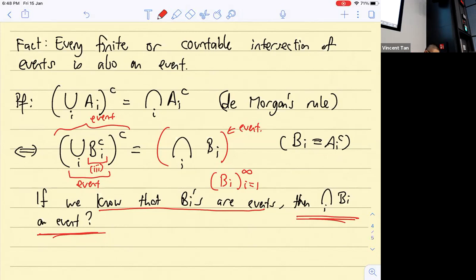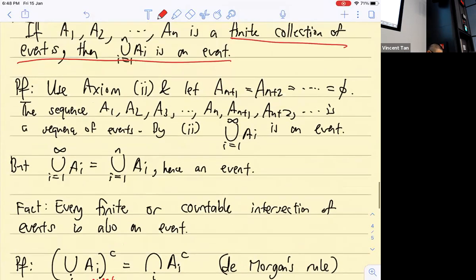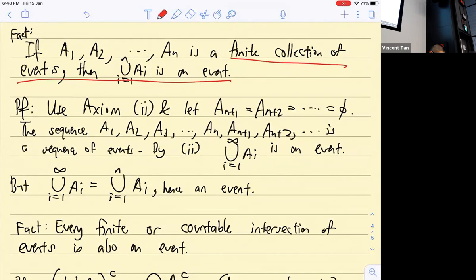For axiom 2, countably infinite. But we proved in one of the facts here that if I have a finite collection of events, the finite union is also an event. No, that's the whole point of probability. We cannot deal with uncountable. Many things will go wrong. All right, that's why we need to restrict ourselves to countable union, countable intersection.